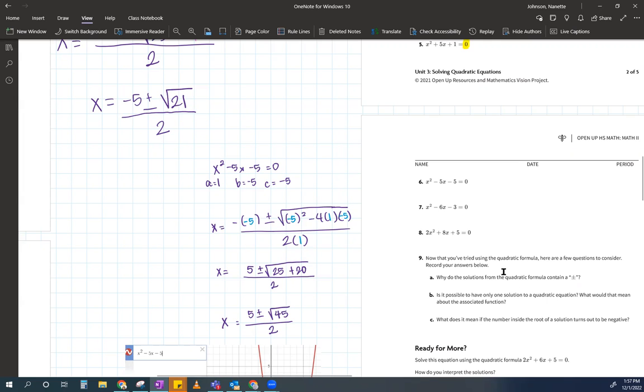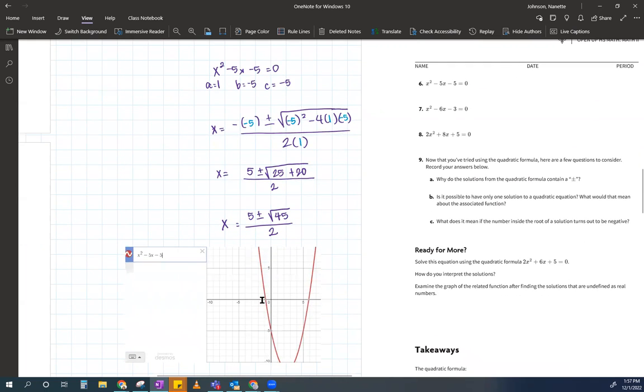Okay. So then it says, now that you're using the quadratic formula, here's a couple of things to consider. Your solutions, why do they contain a plus or minus? Because we have 2 intercepts, right? Now, these are thinking questions, and we're not going to answer them today. Is it possible that there would only be 1 solution, and what would that look like? And what does it mean if the number inside the square root ends up being a negative? What do you think all of that means? We're going to answer these over the next couple of days, but I just wanted to give that to you so that you guys are all good. Okay. That hopefully made sense. It's not supposed to be easy, but it should make sense.